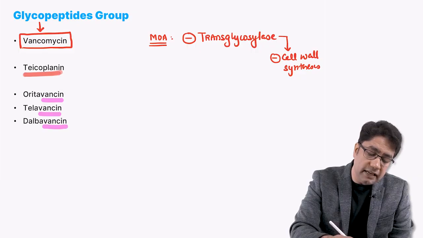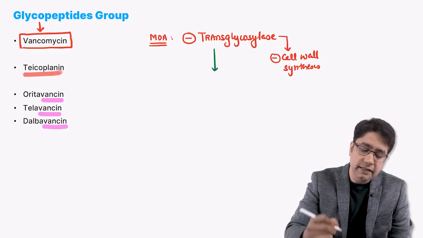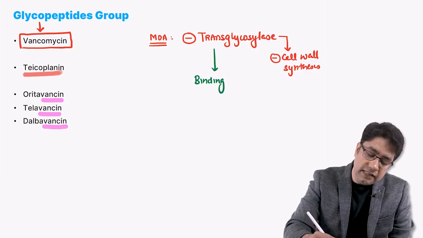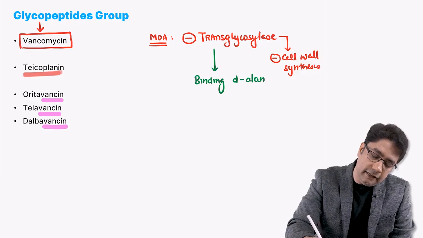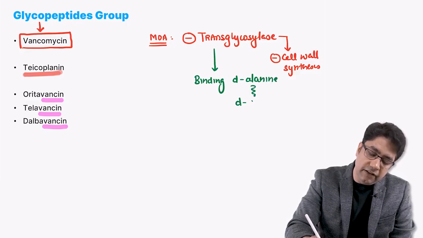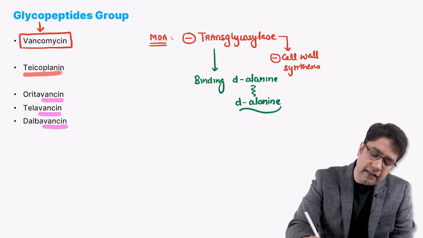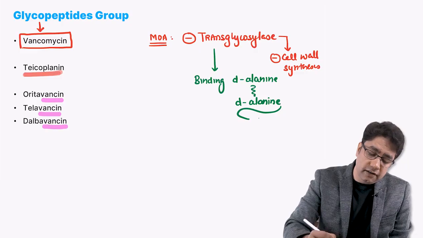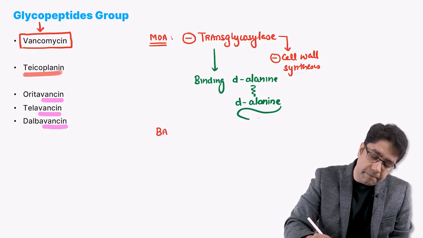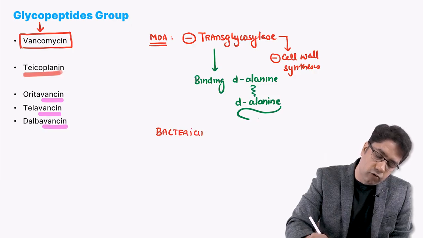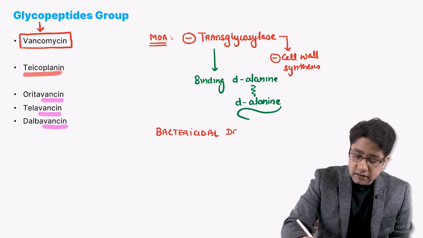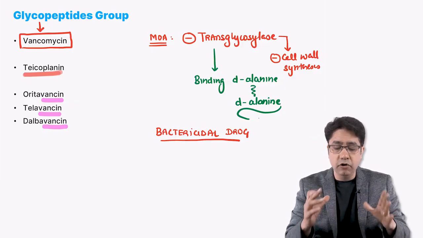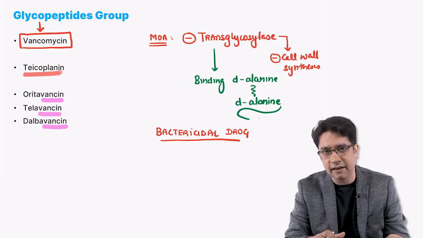Now, how does vancomycin inhibit the cell wall? Just write one point that it inhibits this enzyme after binding to one cell wall component, that is D-alanine. When vancomycin binds to D-alanine, after binding it inhibits trans-glycosylase enzyme. Next point, vancomycin is a bactericidal drug. The only static drug we have discussed was cycloserine. All other cell wall inhibitors were bactericidal drugs. So sir, what do you mean by this word D-alanine?